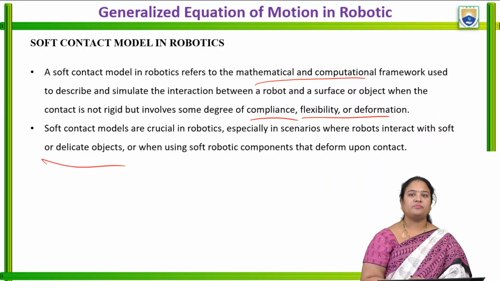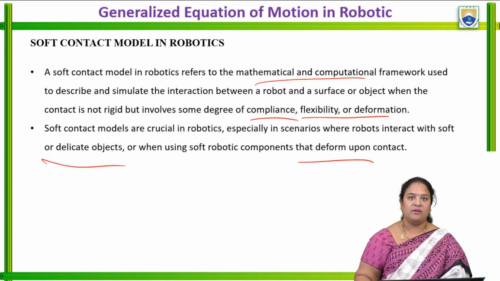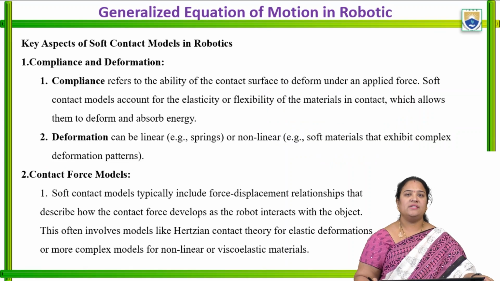That is, when the robot components deform upon contact, that is known as the soft contact model. A soft contact model in robotics is a scenario where the robot will interact with or handle soft materials and soft objects.